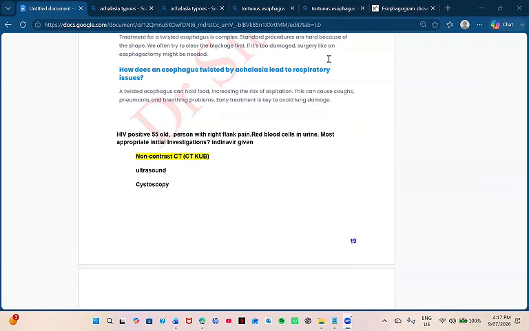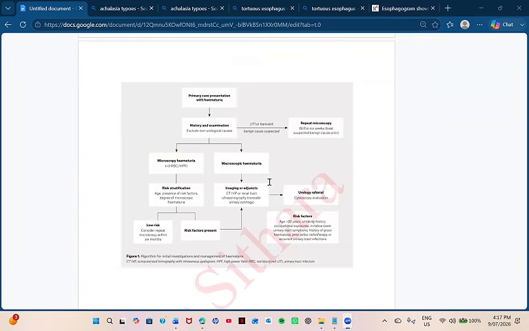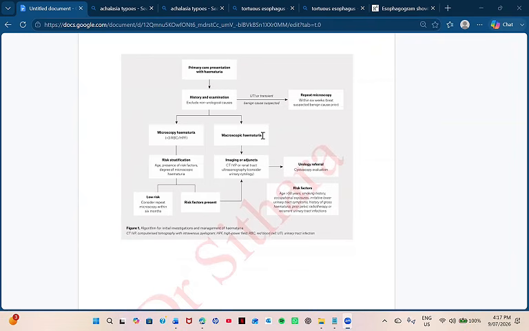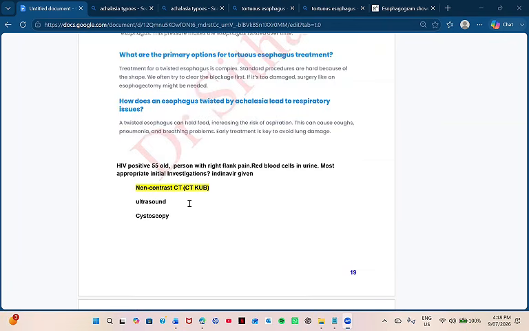But if it is given, what is the better one? The better one is CT IVP, like they have mentioned here, intravenous, or CT urogram, with the contrast, right? With the contrast, doctors. Okay, so the given one here is the same. Non-contrast CT and CT KUB are the same. Not different. Okay, you get the idea, right?